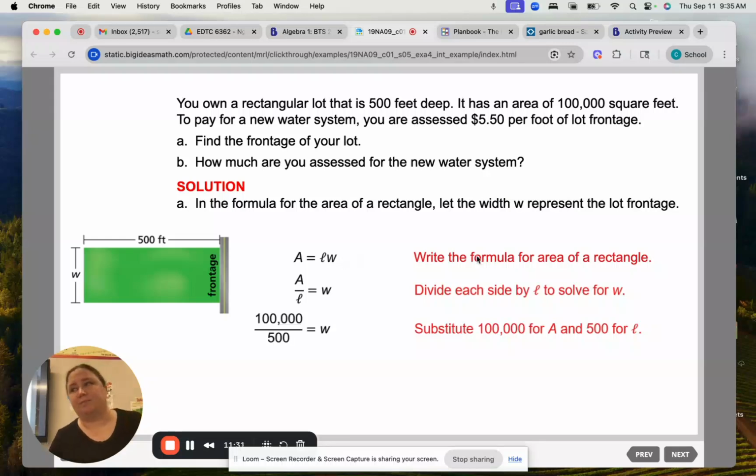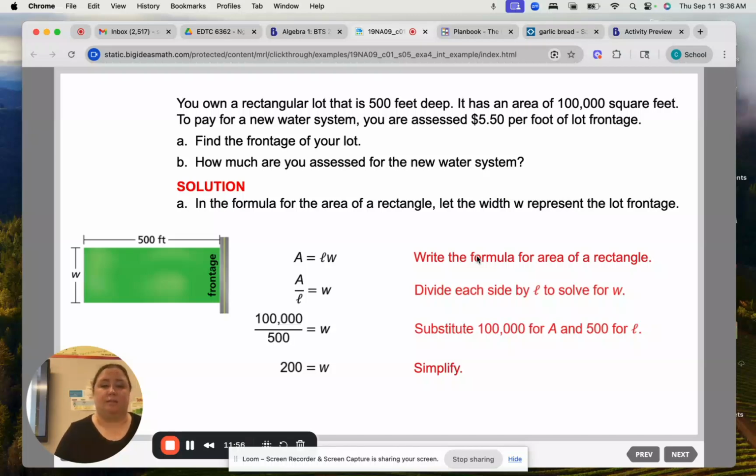Yep. All right, so you're going to rearrange the equation and solve for W. You get, what's 100,000 divided by 500? 200. So the width equals 200. So how long is the frontage road, or frontage? 200 feet. Now it says they're going to, so that's A. That's the frontage. So then B, how much are you assessed?